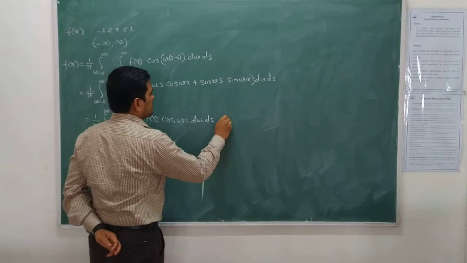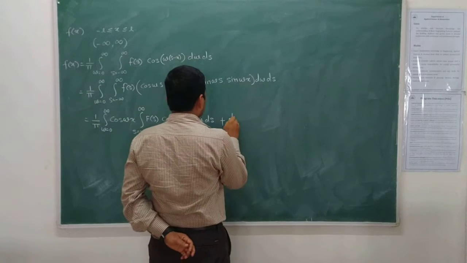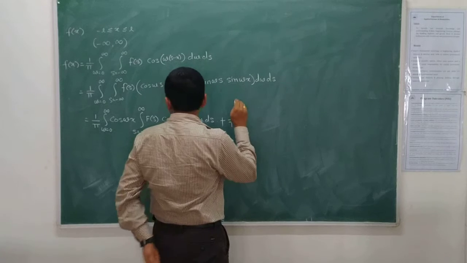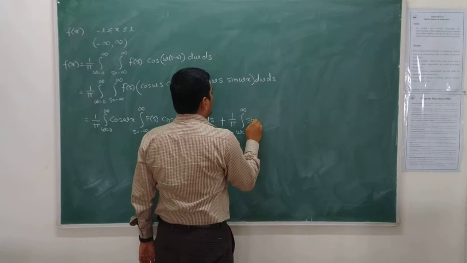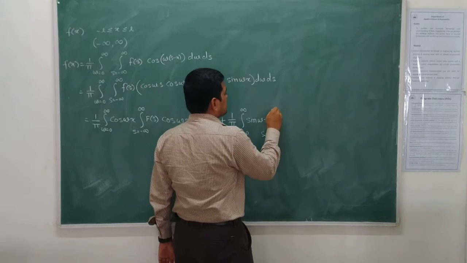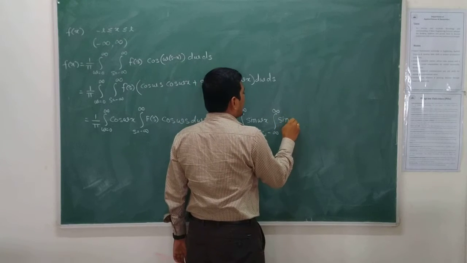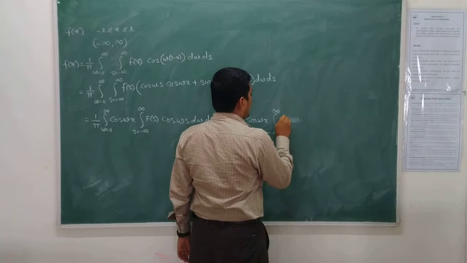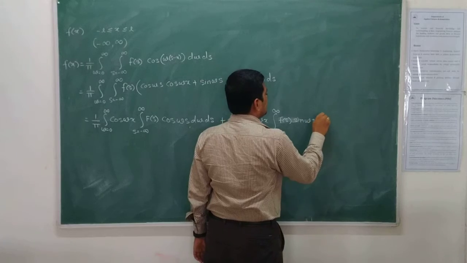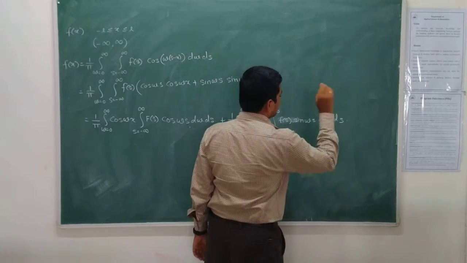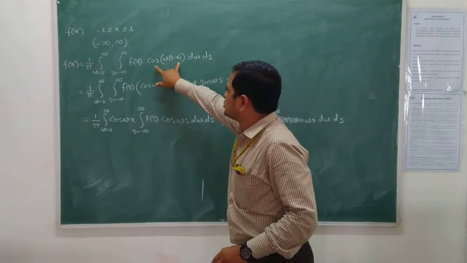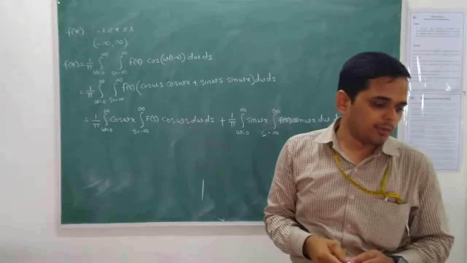This is the first term, plus the second term is 1 upon pi integration omega equal to 0 to infinity sin omega x, integration from minus infinity to plus infinity f of s into sin omega s ds d omega. We get this. I'll just simplify this integral by taking the help of the cos(a minus b).